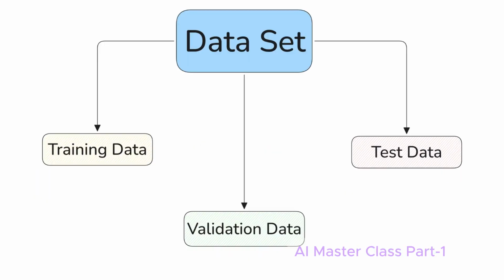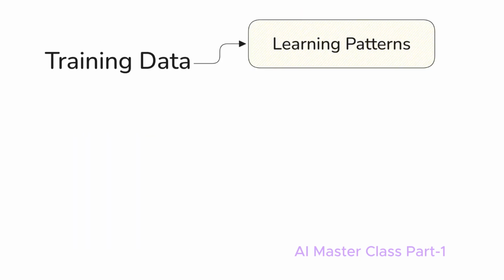We typically divide the dataset into three parts: training data, validation data, and test data. So let us understand each one. Training data is used to train the model.